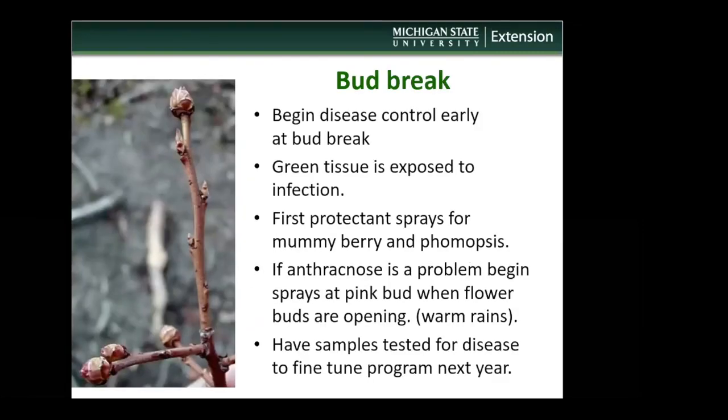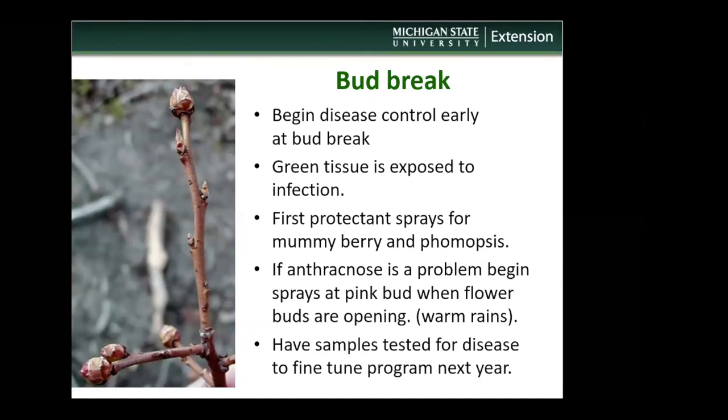So when do I start? I start at bud break, when that green tissue is exposed to infection, and the first protectant sprays for mummyberry and Phomopsis go on at that time. In New Jersey, they use a different system than we do for naming their buds, and theirs is called T3, and it's just when the flower bud begins to open and those bud scales are separating at the tip. That's when they think their first Phomopsis spray should go on.